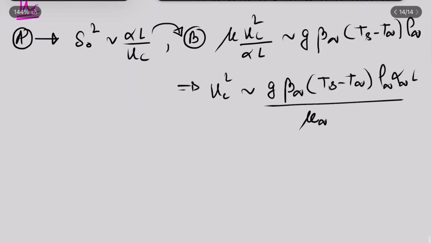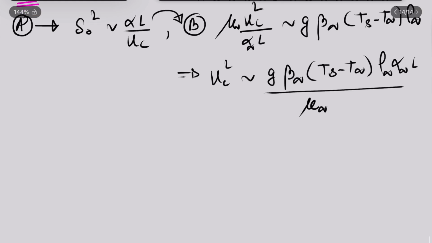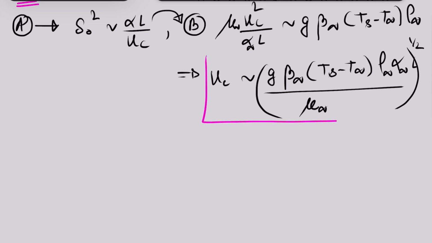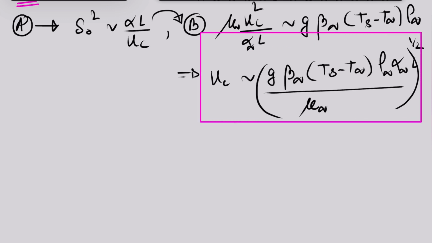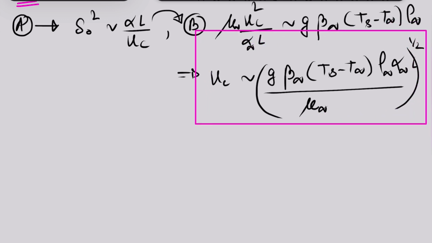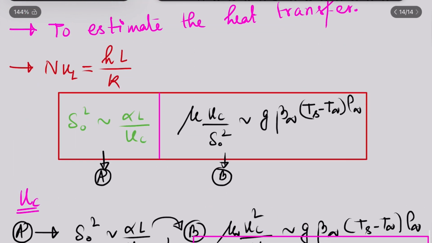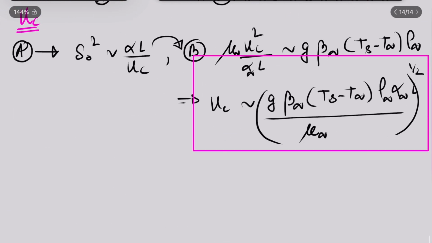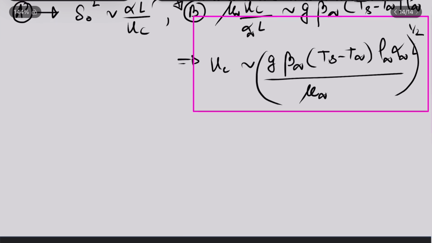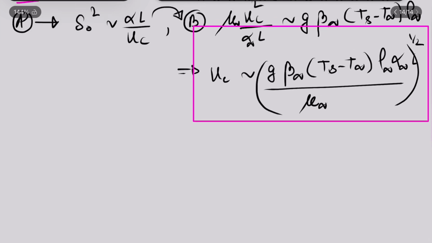So actually these mu's and alphas are at the reference state infinity. Okay, so now I got the u scale as this to the power half. So this is my velocity scale, for the case of very high Prandtl number, right? Very high Prandtl number. Okay, now let us find the estimation for the delta naught.